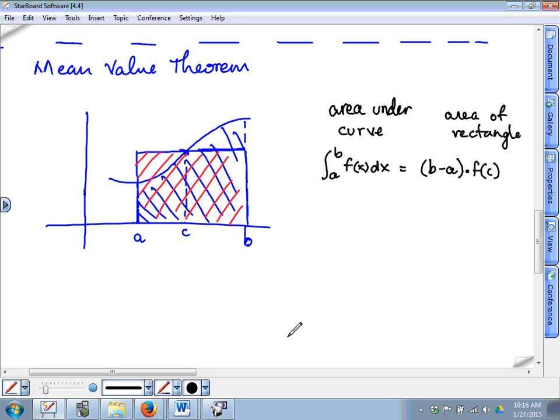So that f of x dx, could that also be called f of c dx? No, never mind. Sorry, that was a mistake.